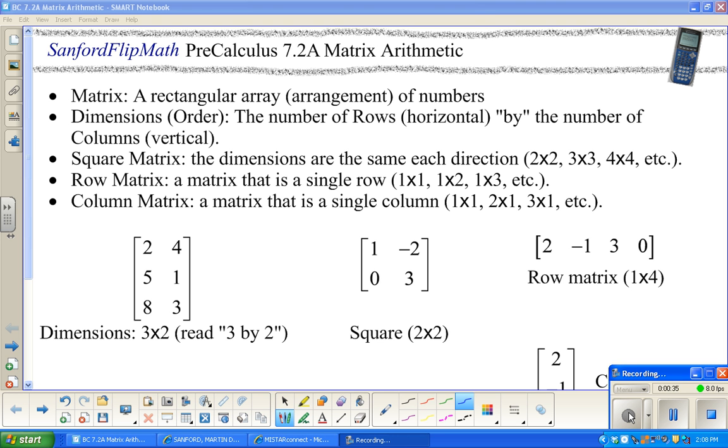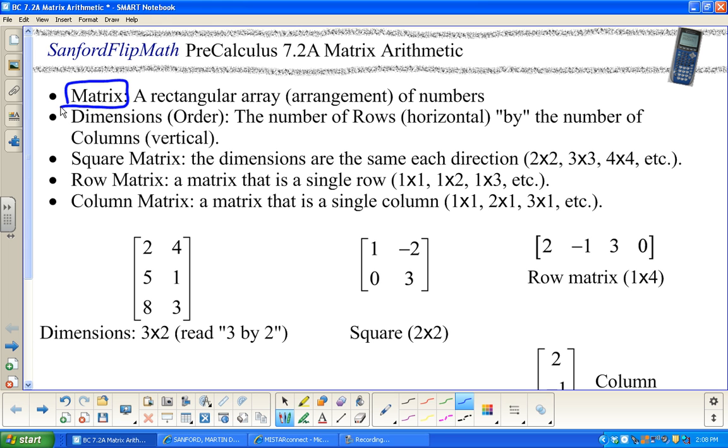Most of what we do with matrices should be very obvious for the most part, until we get to matrix multiplication, and then it's totally out the window, totally bizarre. So anyway, just for those of you new to the plan, a matrix is a rectangular array, which is just another way to say arrangement of numbers.